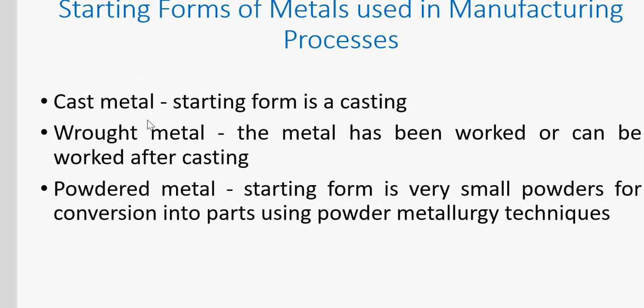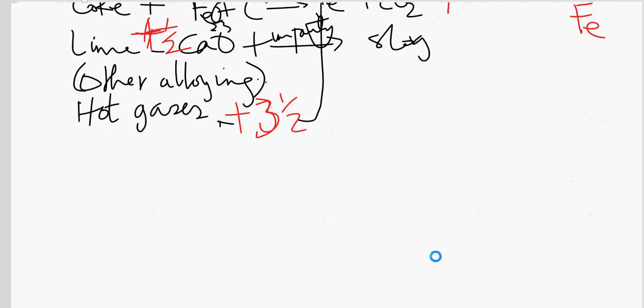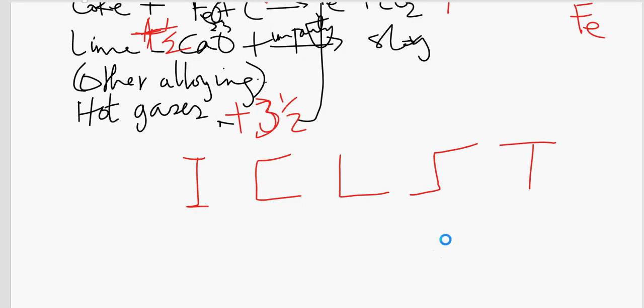For blooms, they are used by structural mills to produce structural components like I section beams, T section beams, or C section beams. This is what I mean here. You can produce this. These are C section beams. This is an angle section beam. You can have a Z section beam, or even T section beams.